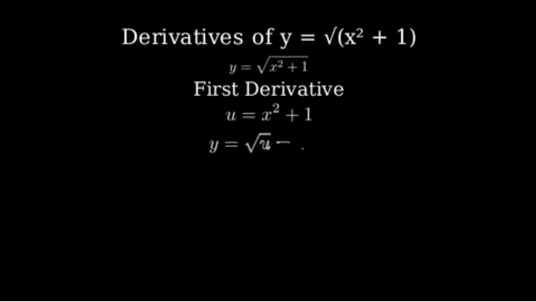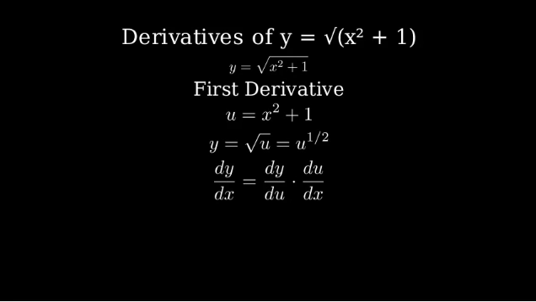First, let's substitute u equals x squared plus 1. This means y equals the square root of u, or u to the power of 1/2. Now we apply the chain rule. The derivative of y with respect to x equals the derivative of y with respect to u times the derivative of u with respect to x.